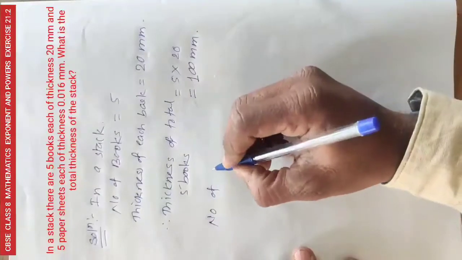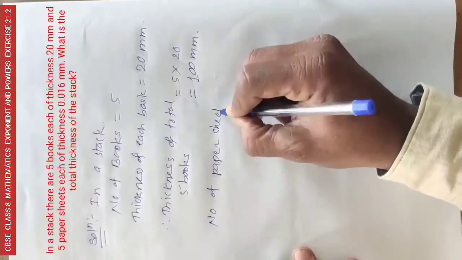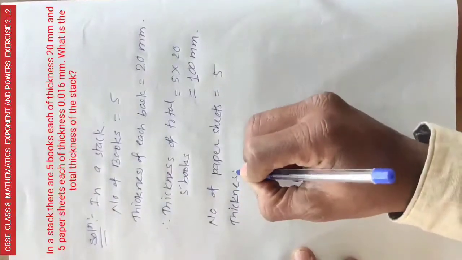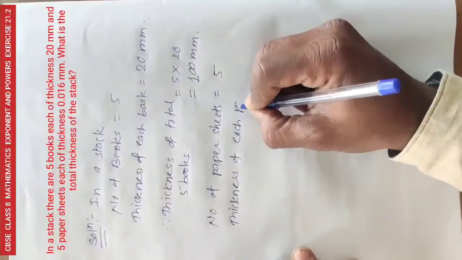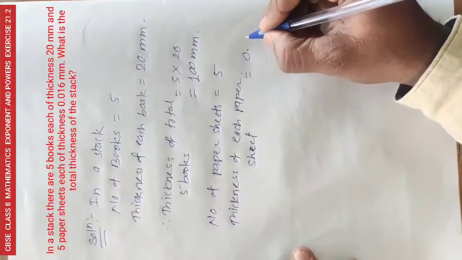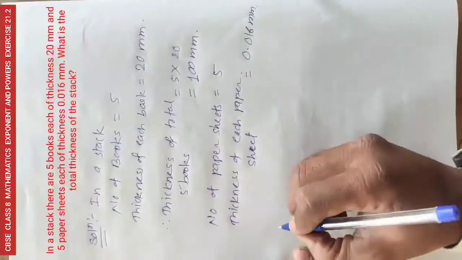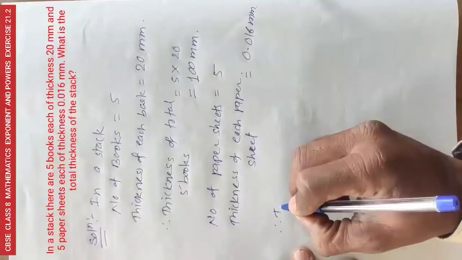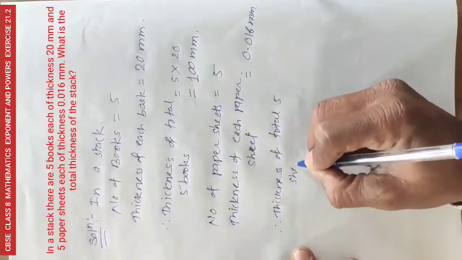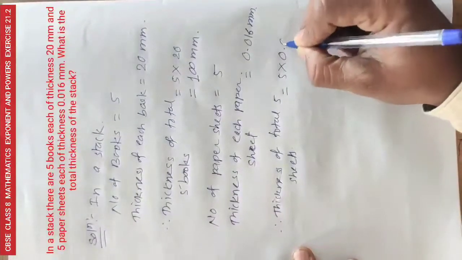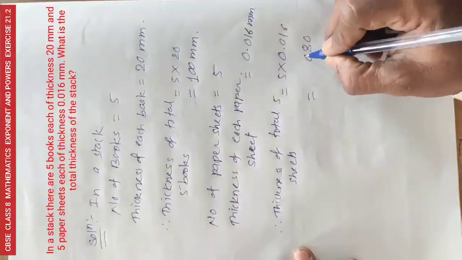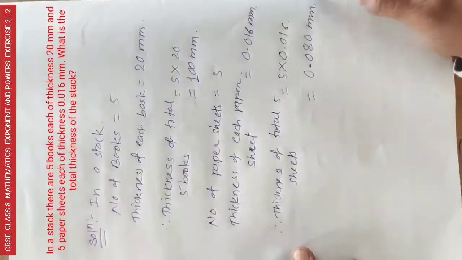Now number of paper sheets is again 5, and thickness of each paper sheet is equal to 0.016 mm. So the thickness of total 5 sheets is equal to 5 into 0.016. So 16 fives are 80, so 1, 2, 3 and the decimal point. So the total thickness of the sheets is 0.080 mm.